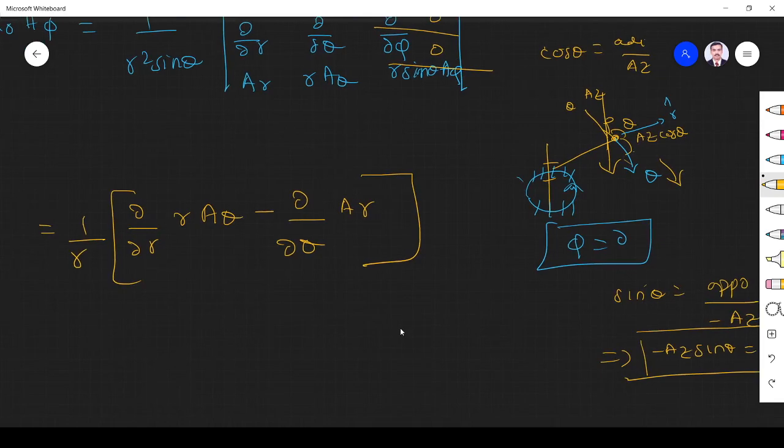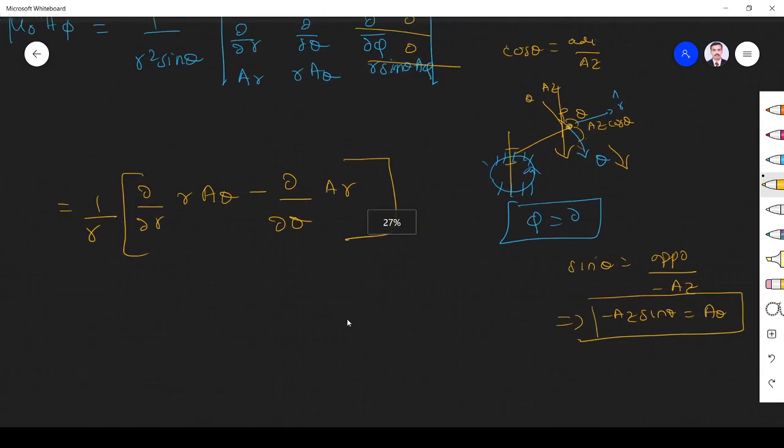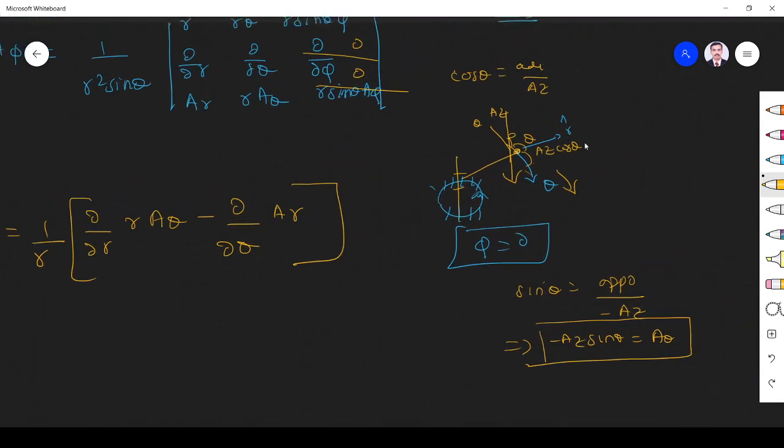So you see, are you understanding the logic? This is the adjacent side, right? I want this side, this is the opposite side, okay? So that's what I have found here. Sin theta is equal to opposite by hypotenuse. Hypotenuse is Z, right? So I found A_z is minus A_z sin theta.